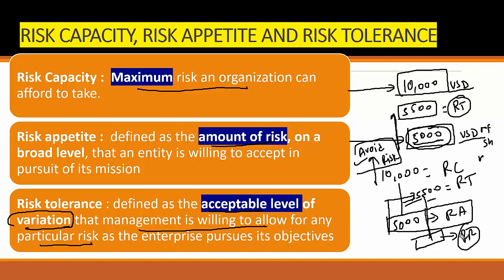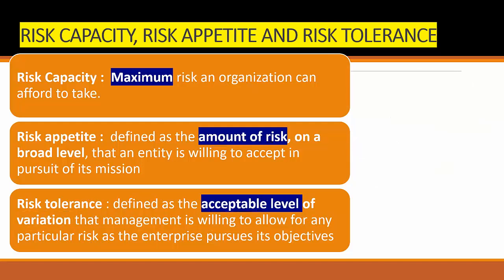So risk capacity is the maximum risk the organization can afford to take. Risk appetite is defined as the amount of risk, on a broad level, the entity is willing to accept in pursuit of the mission. And risk tolerance is defined as the acceptable level of variation the management is willing to allow for any particular risk as the enterprise pursues its objective. That is why we said the risk capacity is subject to the absolute maximum, and it is set by the owner and the board of directors.